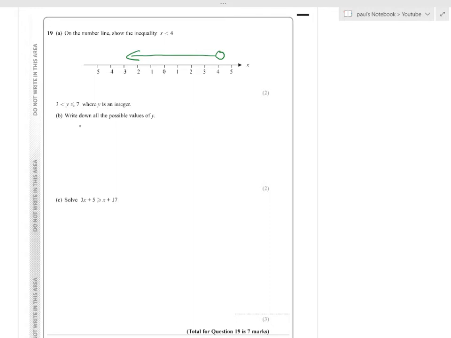3 < y ≤ 7, where y is an integer. Write down all the possible values of y. So y's got to be bigger than 3, so it can be 4, 5, 6, or even 7, because it can be equal to 7.